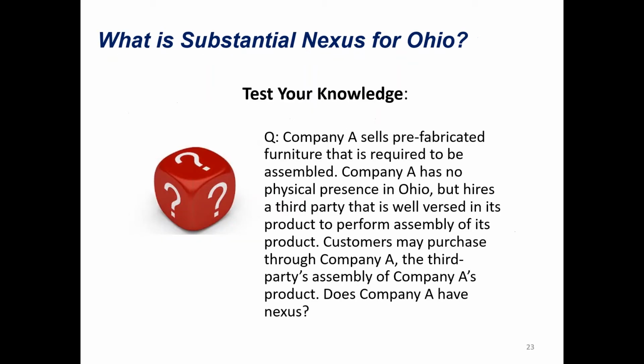So now we're going to pause for a test your knowledge, covering the first couple of prongs we've talked about, just trying to break it down a little bit. Company A sells prefabricated furniture that's required to be assembled. Company A has absolutely no physical presence in Ohio, but they do hire a third party that is well versed in their product to perform the assembly. Customers can purchase this assembly through Company A, or they can go to the third party themselves. Does Company A have nexus?